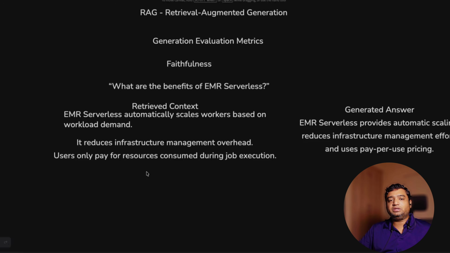Faithful is not about correct or incorrect. It's about your generated answer being based only on the retrieved context. If your retrieved context is wrong, your generated answer should also be wrong, but the meaning should be the same in both. The meaning should not be different. So that is all about faithfulness.